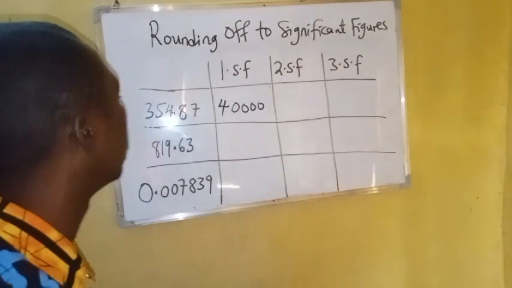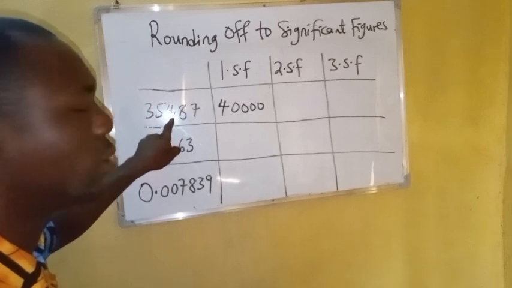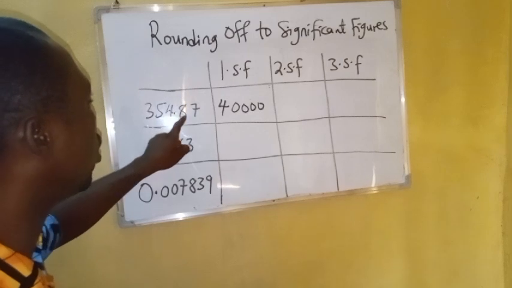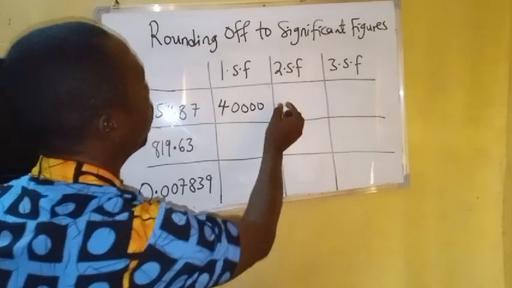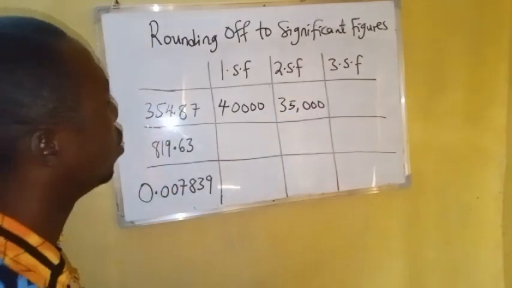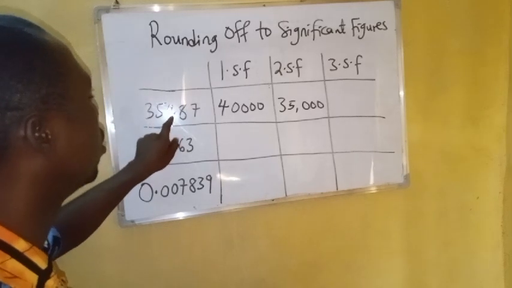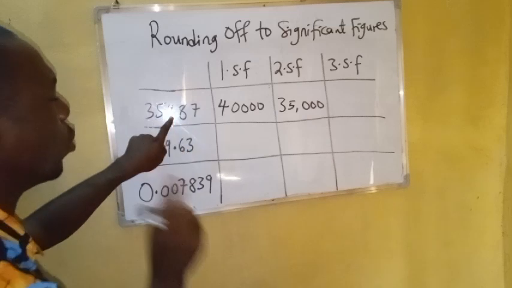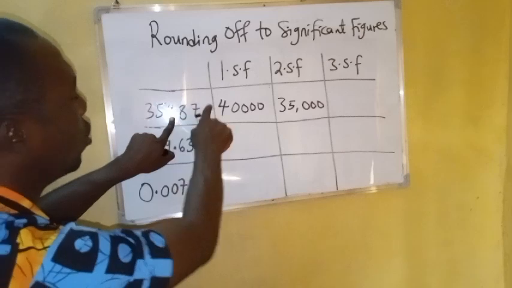Now, 2 significant figures, you count 1, 2. The next one is not up to 5. So that means 487 will become 0, and I'll have 3 and 5. So we have 35000. Then 3 significant figures, 1, 2, 3. The next one is up to 5. So if you add it to this 4, it will become 5. So we have 35500.